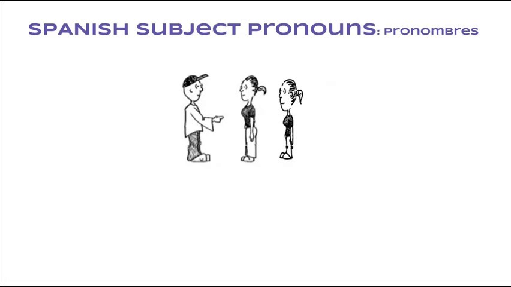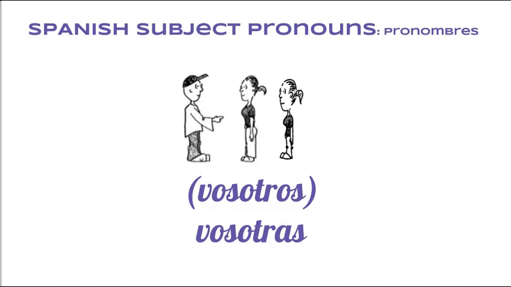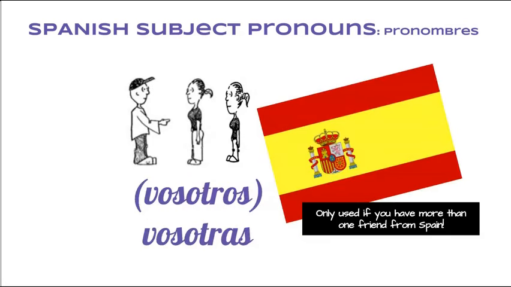If you are talking directly to more than one person in an informal way, you say you guys or you girls. To say you guys in Spanish, we say vosotros. To say you girls in Spanish, we say vosotras. Again, we have to worry about the gender of the group we're talking to. Vosotros and vosotras are special. It's a way to talk to a group informally.